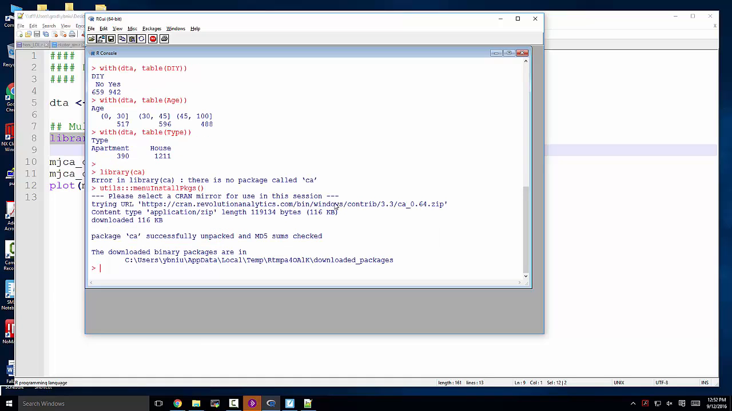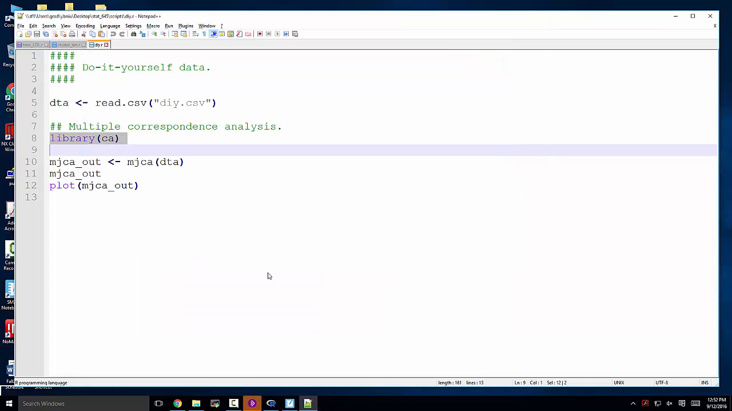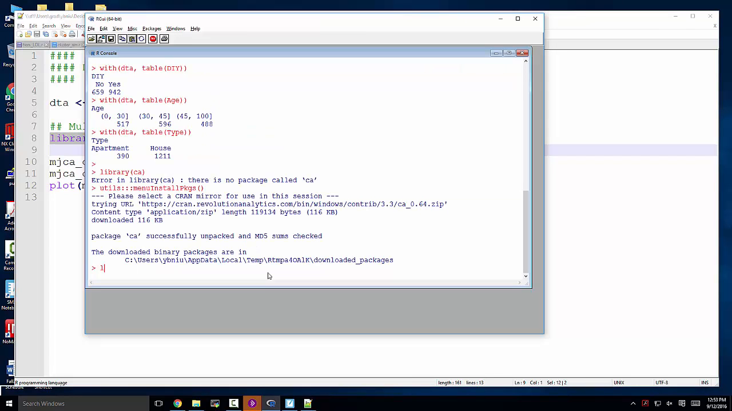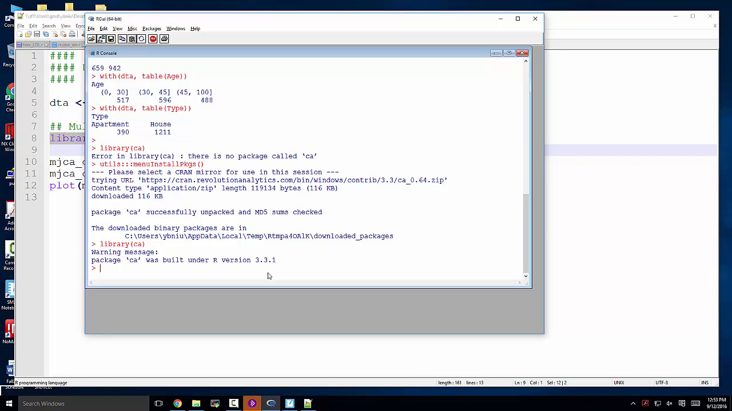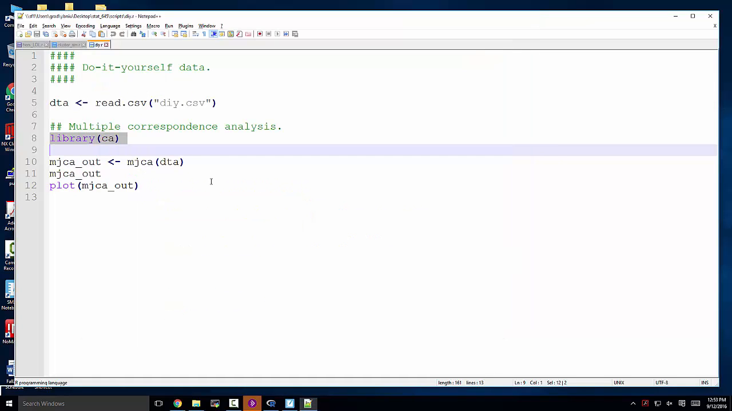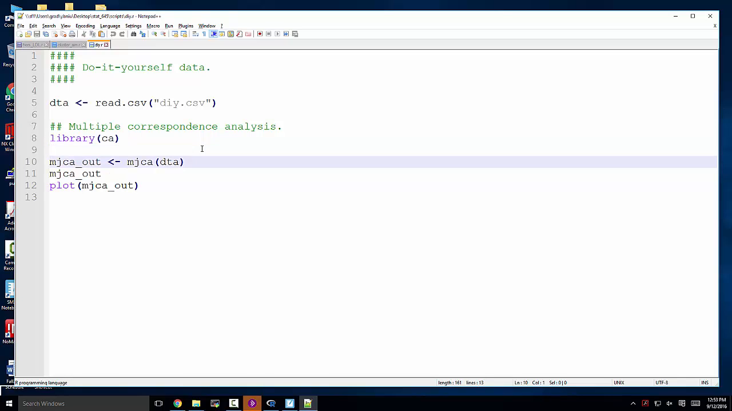Okay, it should download and give you that. Successfully unpacked, and everything looks good. So that's good. Now let's see if we can library it in. Good. Warning message, don't worry about it. It's just saying this package was built under a previous version. Okay. And then here's how you do the correspondence analysis. For our purposes, I want you to call the function, look at the output, and make the picture.